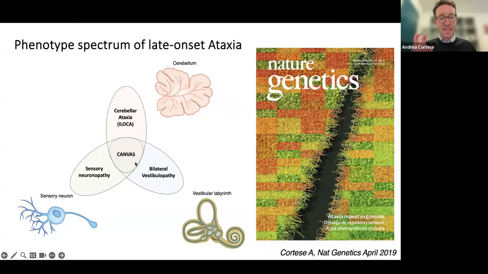And usually we say syndrome when we don't know what it is. And that was the case when the term was coined. C, cerebellar, A, ataxia, and neuropathy, VA, vestibular areflexia syndrome, which is really cerebellum, sensory neuron, vestibular.